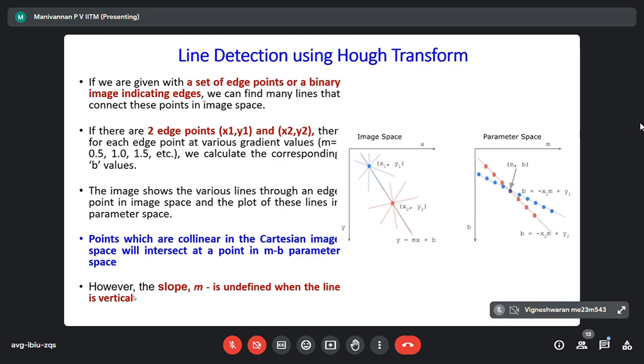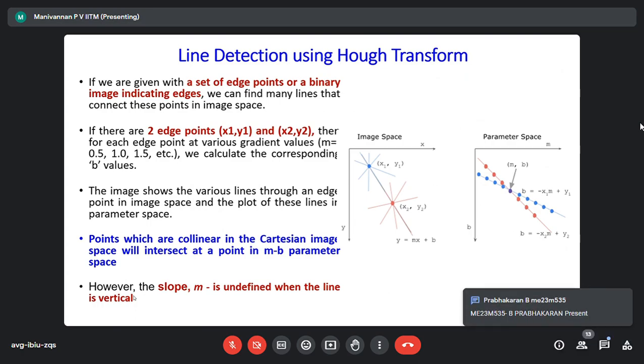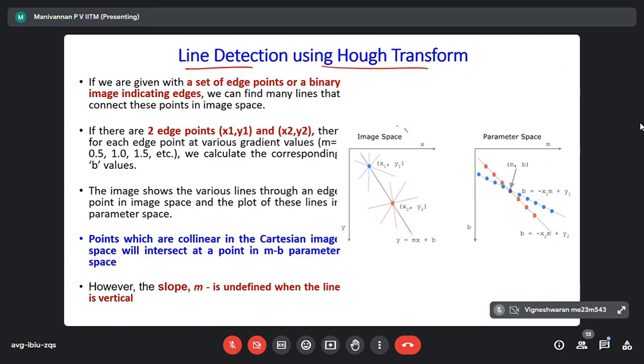Now, how can the Hough transform connect two points or detect a straight line? Line detection using the Hough transform. When you talk about the Hough transform, you talk about two things: one is called image space, the other is called parameter space. You know that y equals mx plus b. In this, m is one parameter and b is another parameter. Parameter space is represented by b and m.